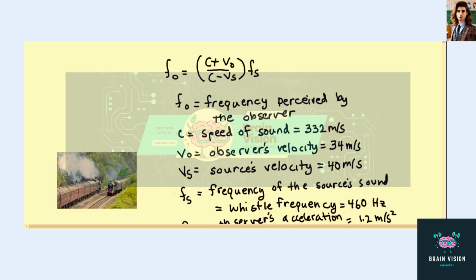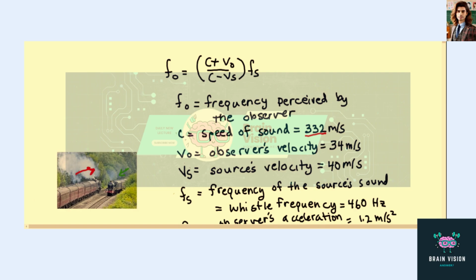In this problem, we have two trains passing each other, and we're given a formula for frequency. f sub 0 is the frequency perceived by the observer, so what we hear. And c in this formula is the speed of sound, which is a constant, 332 meters per second. V sub 0 is our velocity, how fast our train is going. In this problem, 34 meters per second.